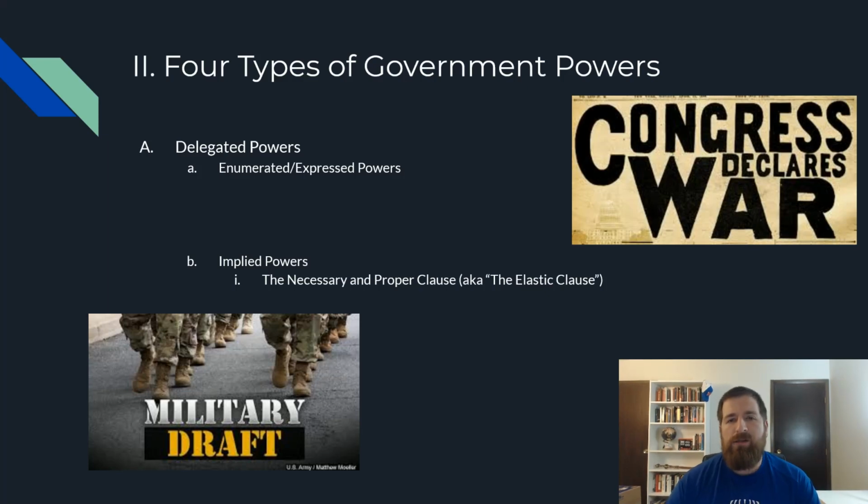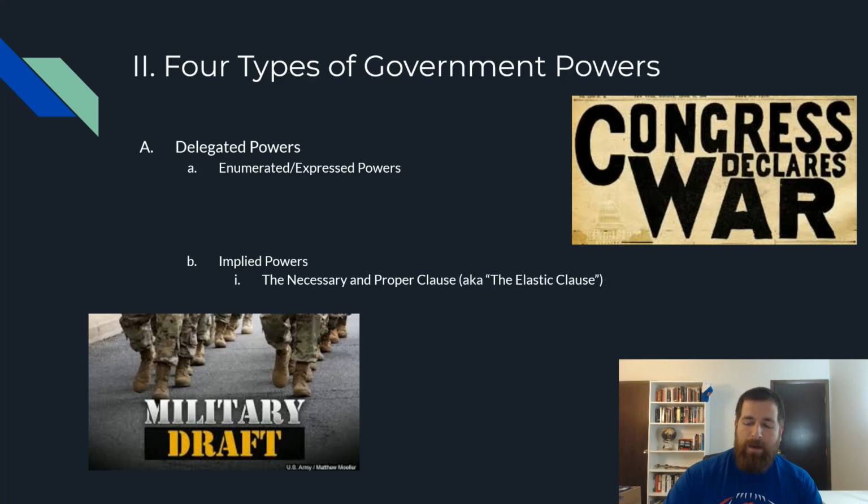These are powers that are explicitly written into the Constitution as being powers held by the federal government. So, for example, it is written directly within the Constitution that Congress will have the power to declare war. We know they have that power because it is written or expressed or enumerated within the words of the Constitution itself.